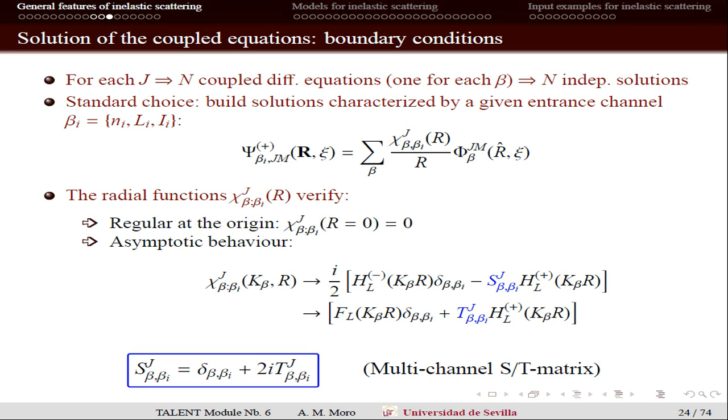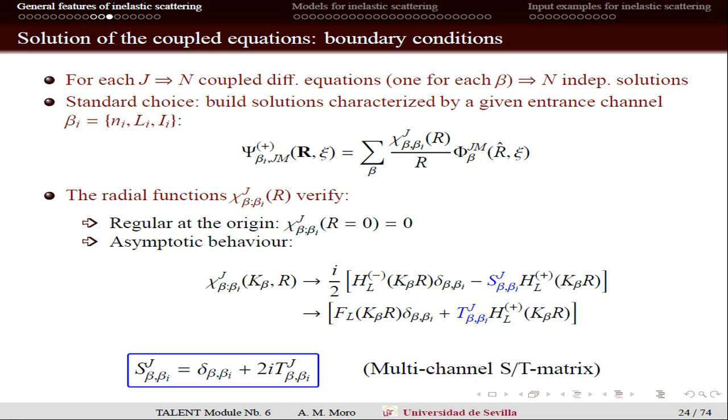Or we can write it in this way, as a combination of the regular solution plus the outgoing Hankel function H plus multiplied by this T, and this T is the T matrix. They are related in this way. This is a generalization of what you saw in the one channel case. These expressions are just a generalization of the expressions that you saw in the one channel case. Okay.